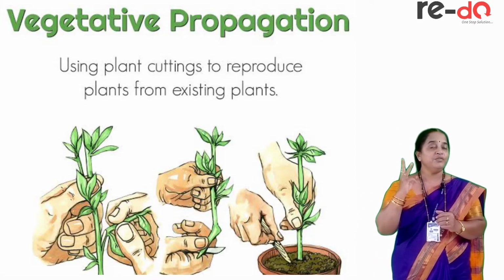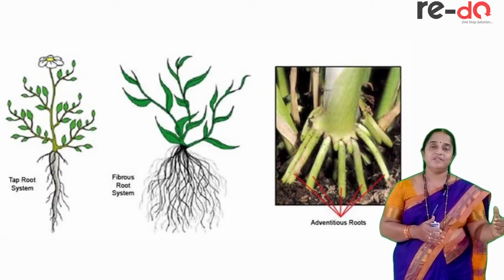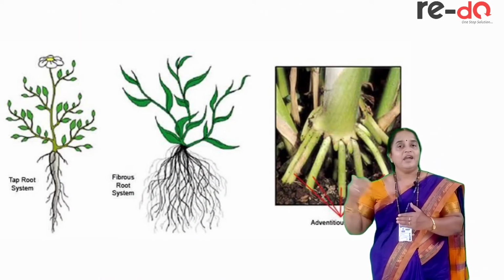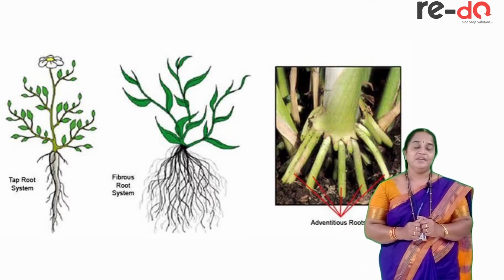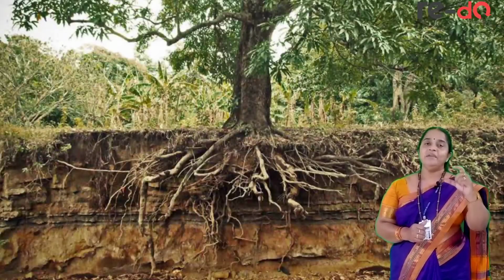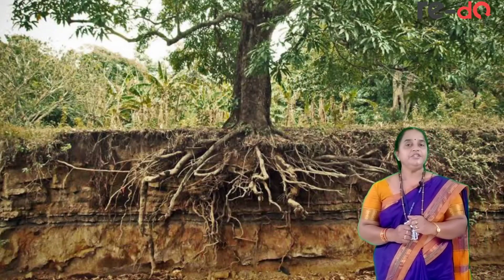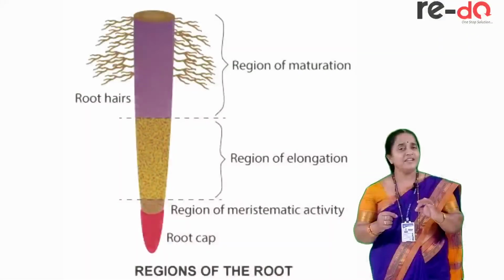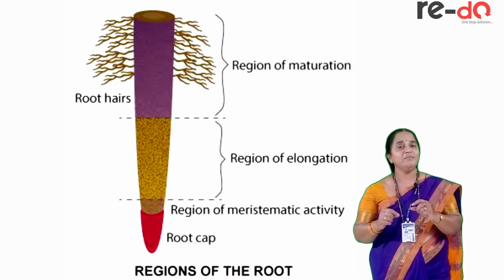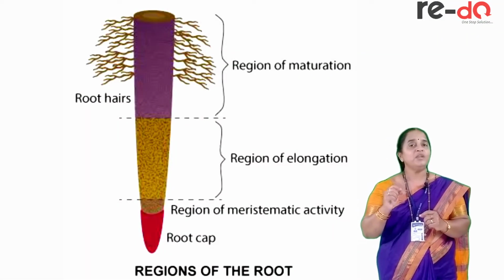So I already told you 3 types of roots: tap roots, fibrous roots and adventitious roots. Try to remember the difference. Take a typical root now. It shows 5 regions. The tip of the root is very delicate and it is protected by unicellular root cap.